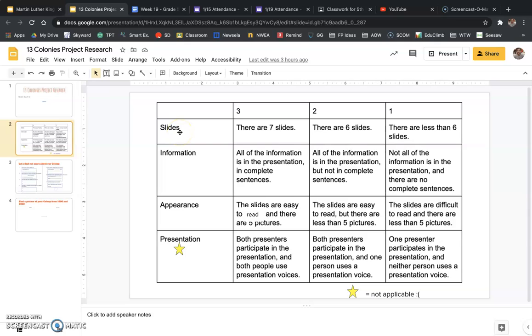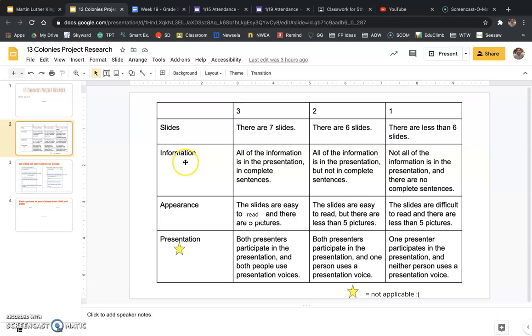Okay, three different categories. First, slides, pretty easy. We're going to be doing this on Google Slides, and so making sure that there are at least 7 slides. If you do that, you'll get full points, 3 points. If you have less than that, you won't get as many points. Okay, so when I go through this rubric here, I'm just going to be talking about the things underneath the 3. So to get 100% on this project, I'll be going over those things.